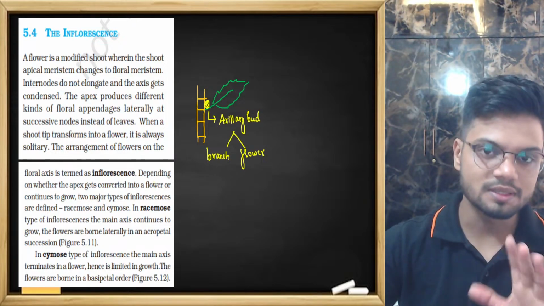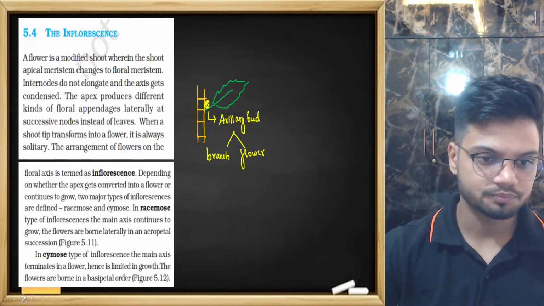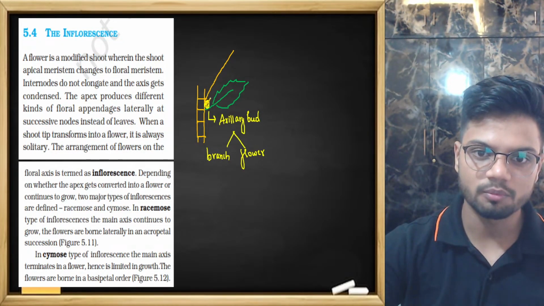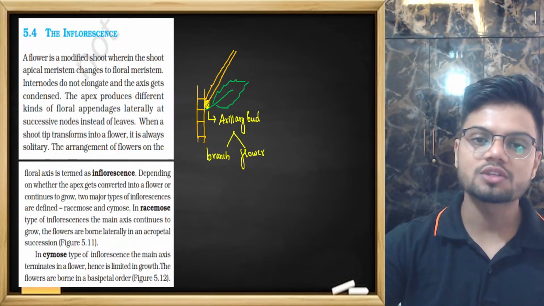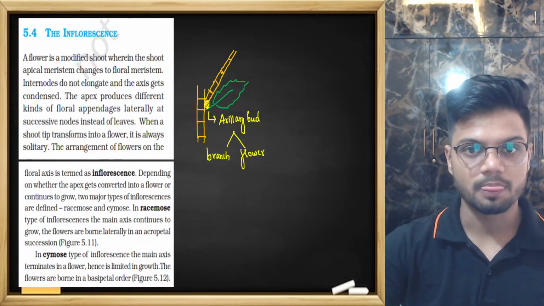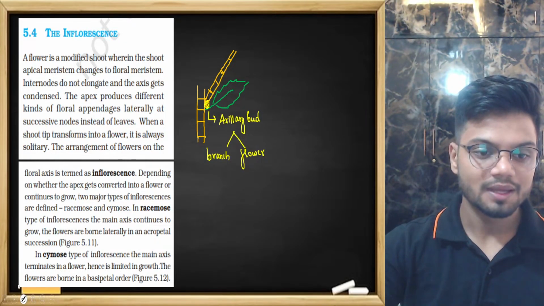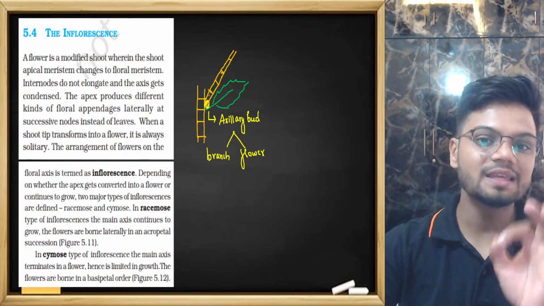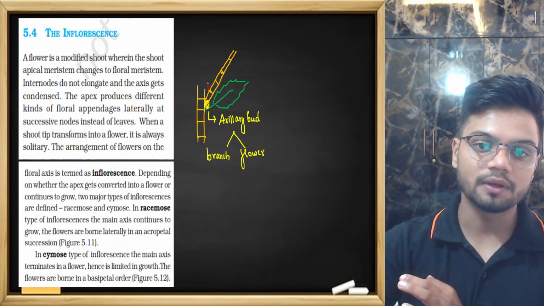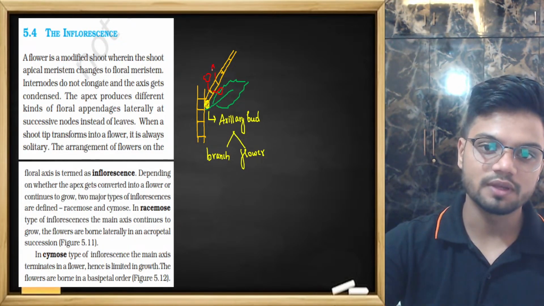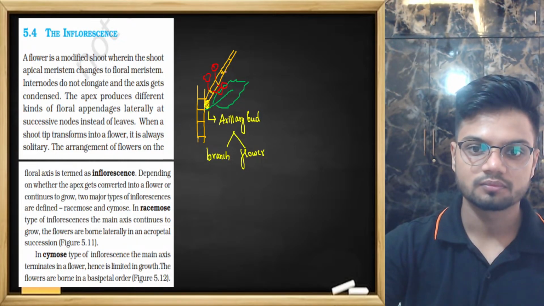For example, in this case, if this axillary bud develops into a complete branch, this branch also has nodal regions. But this time, instead of leaves growing at the nodal regions, we can see the development of flowers at the nodal regions, friends.